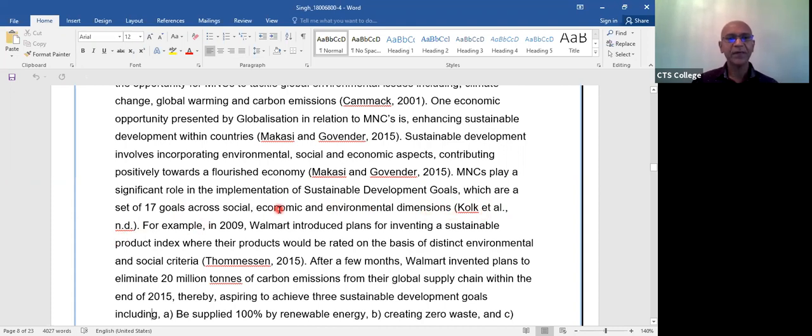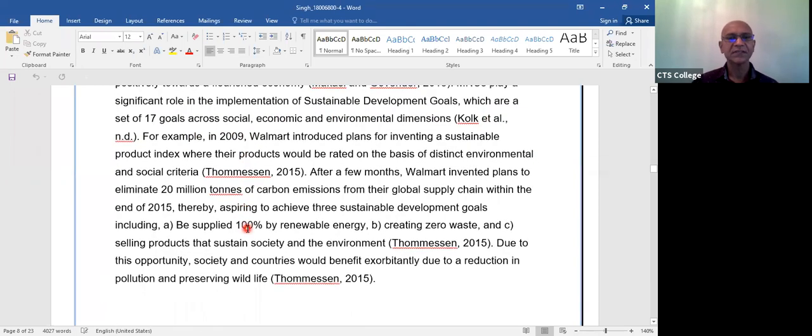The student is developing her point here on SDGs, and she says in 2009, Walmart introduced plans for inventing a sustainable product index, where products would be rated on the basis of distinct environmental and social criteria. After a few months, Walmart invented plans to eliminate 20 million tons of carbon emission. I really like this point for the fact that there's data, there are numbers, there's a time period. So it's not a generic point and it's not a bluff.